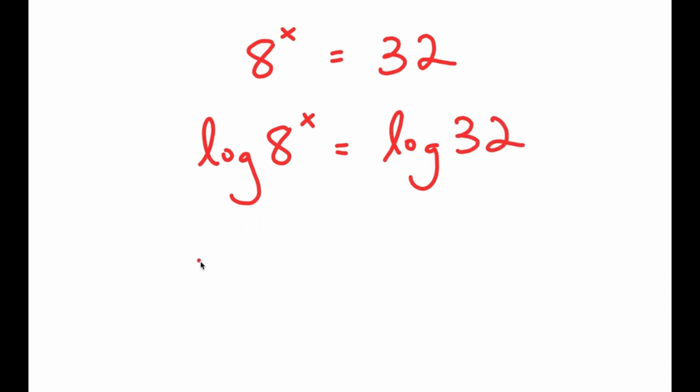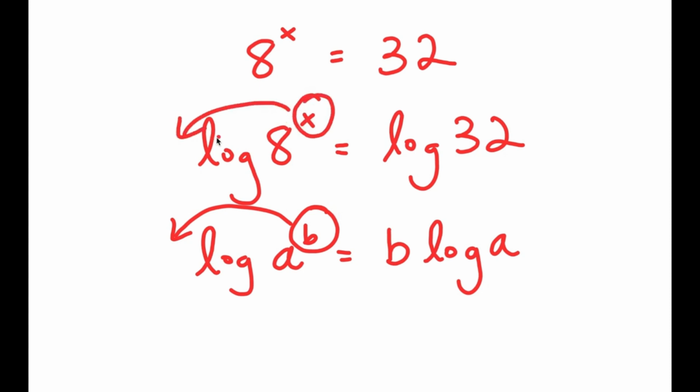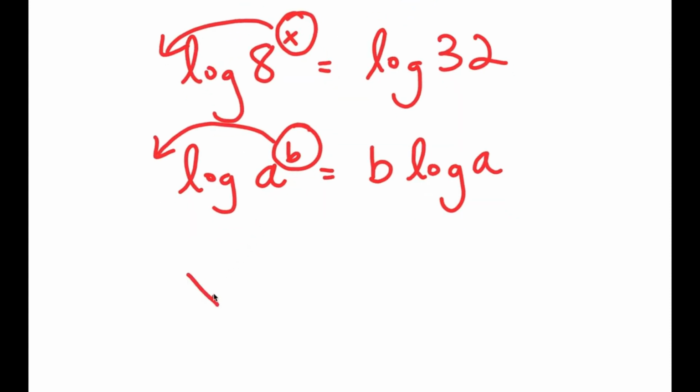Now if I have something in the form log of a to the power of b, I can move this exponent b to the front of the logarithm. So this is turned into b times log a. So log a to the power of b is equal to b times log a. In the case of log 8 to the power of x, we can think of x as b, so we can move x to the front of the logarithm. So I get x times log of 8 is equal to log of 32.